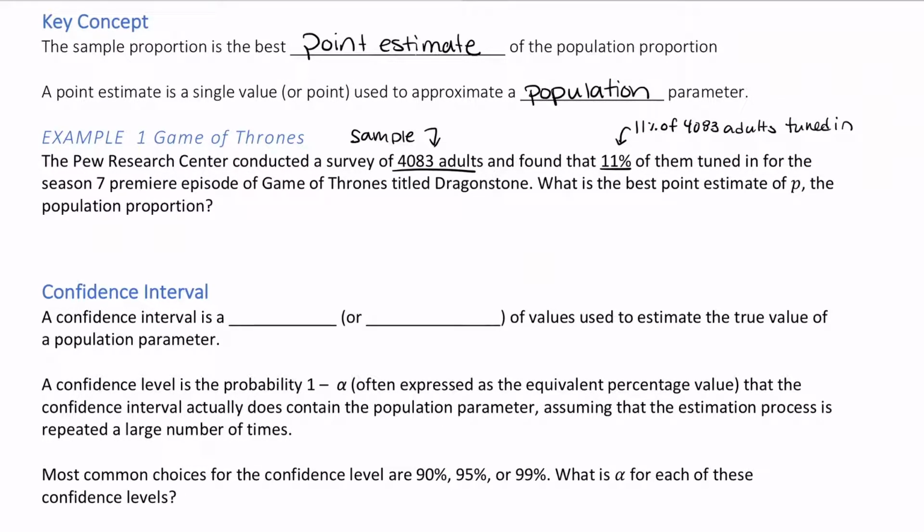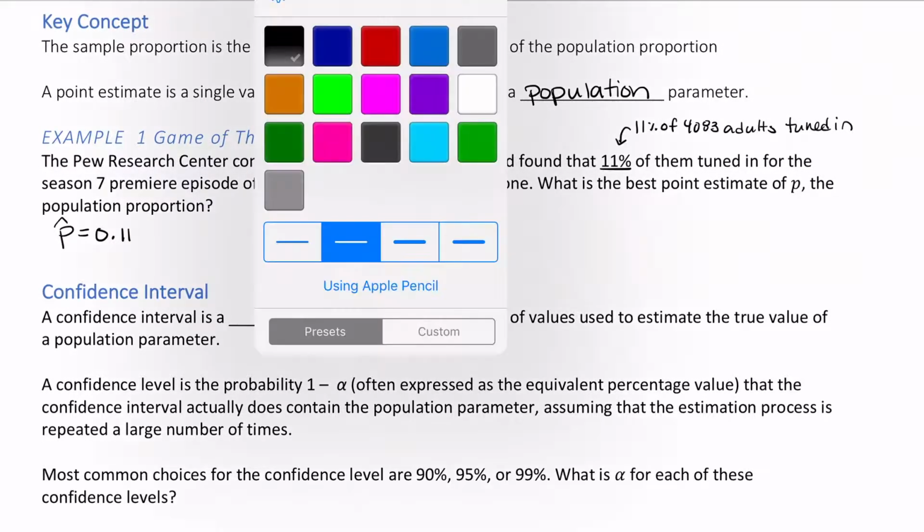That said, what is the best point estimate, p, of the population proportion? The best point estimate is the sample proportion. The sample proportion is p-hat, and that is equal to 0.11.